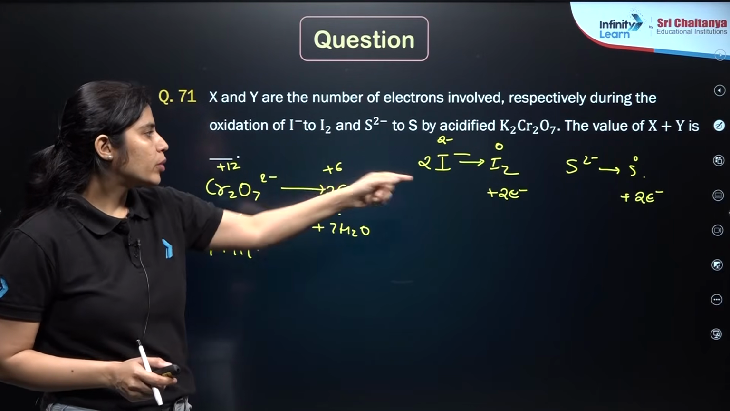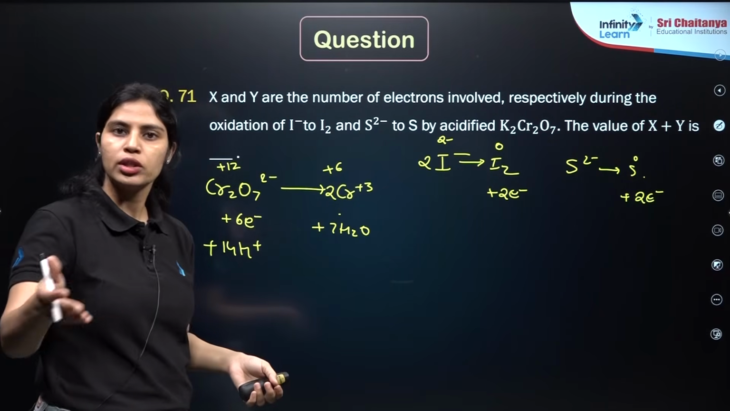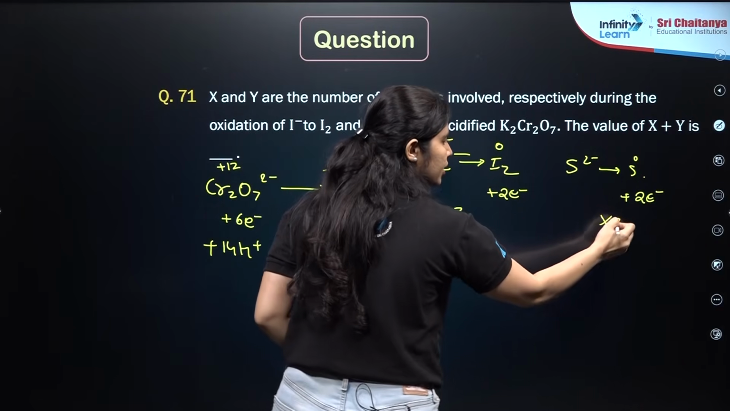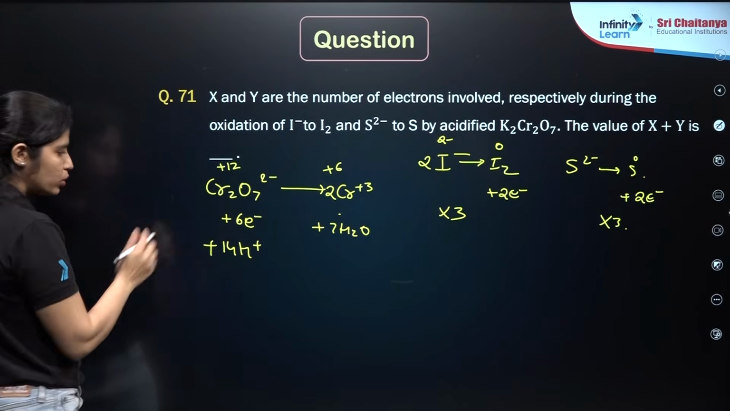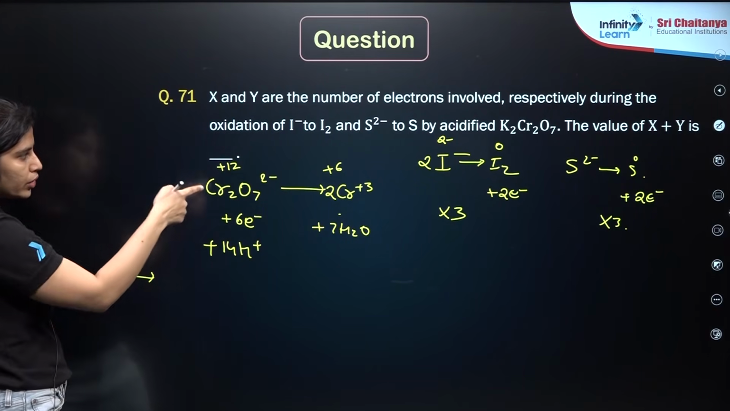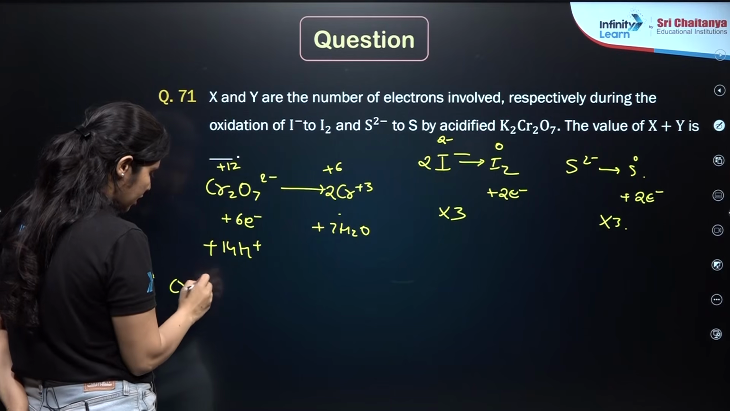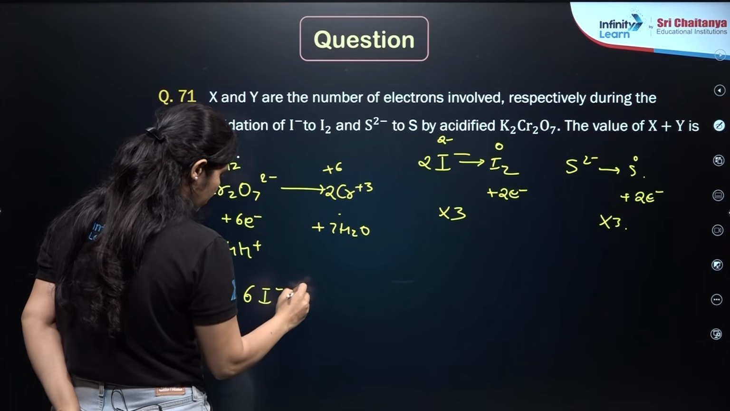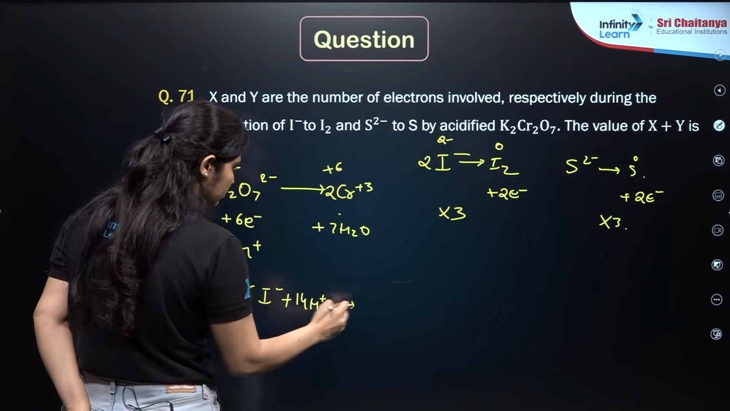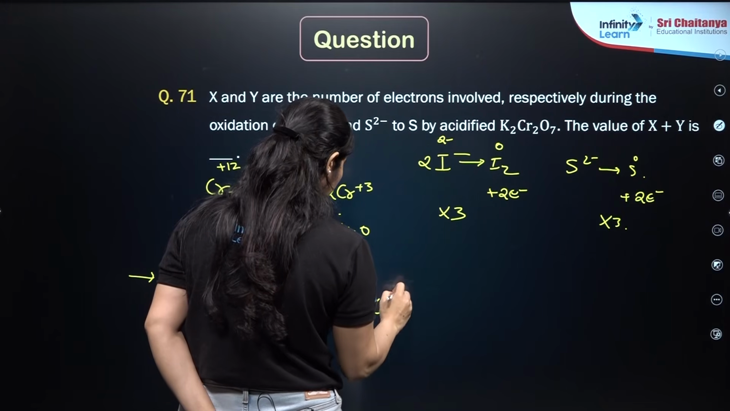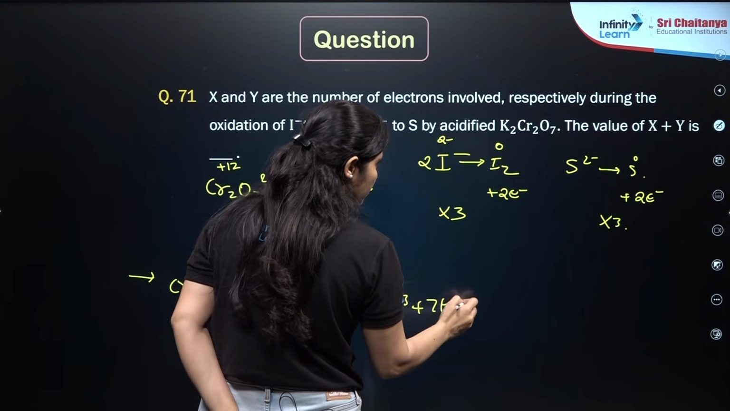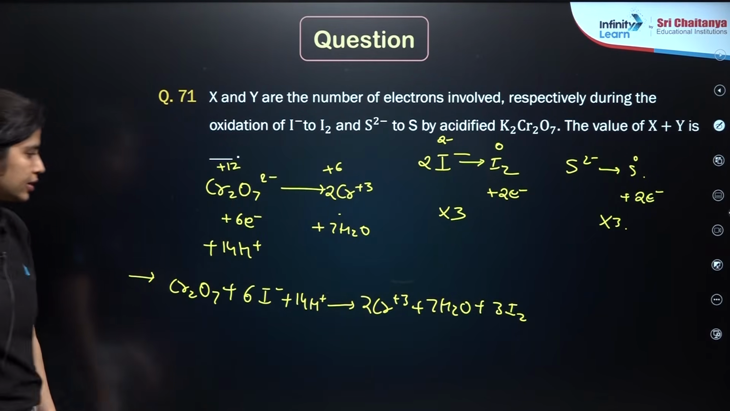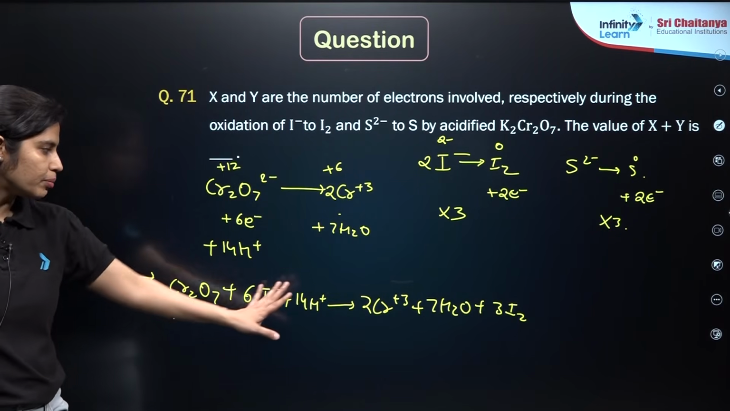I know that this equation is going to be, then I have to make the number of electrons same, right? So I'm going to multiply this equation by 3 and this equation also by 3. So final equation, how will it look like for both of them? If I want to make it for chromium and iodine over here, it is going to be Cr2O7 plus 6I minus plus 14H plus. Here it is going to be 2Cr plus 3, 7H2O and 3I2. Okay, electrons are going to get cancelled out. So for your reference, I have written the complete equation.